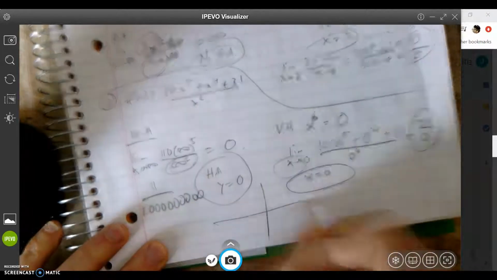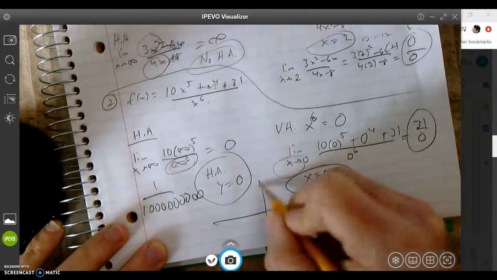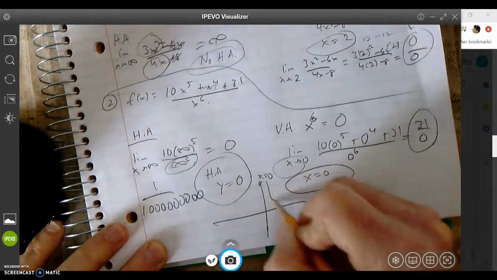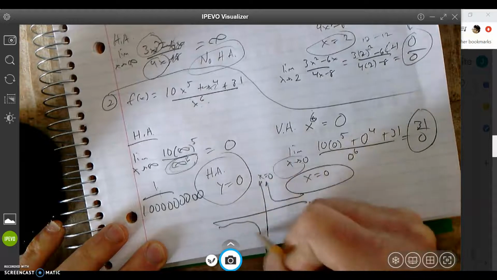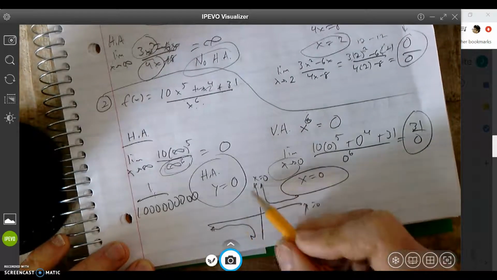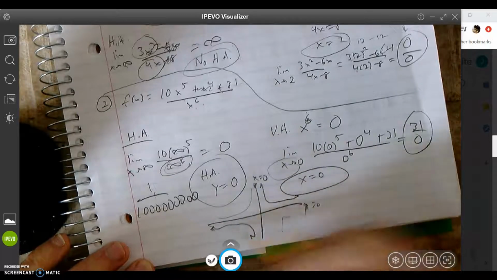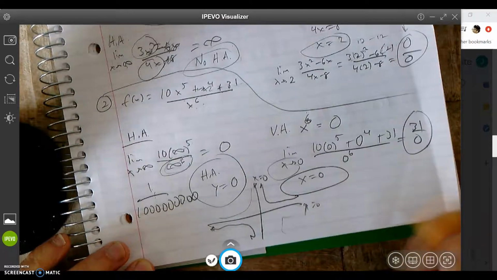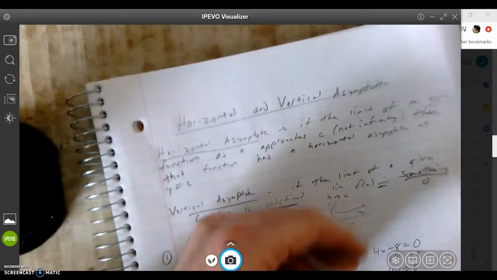And so the graph is going to look something like this. So x equals 0 is this, and y equals 0 is that. And so the graph is going to look like this. Something like that. It could look like this, who knows, but it's not going to touch x equals 0 or y equals 0.